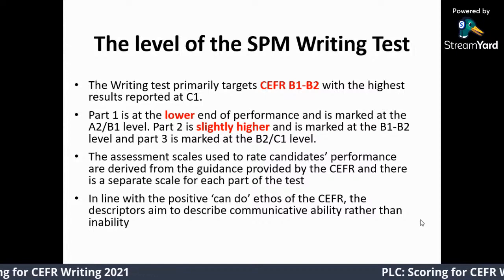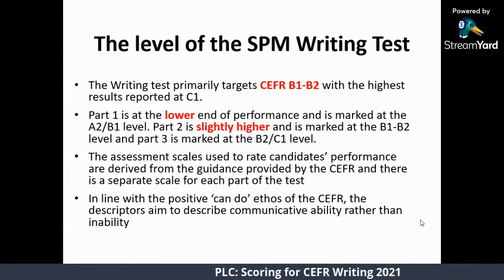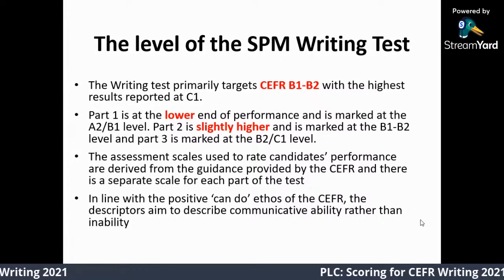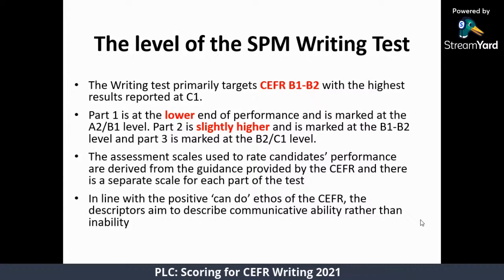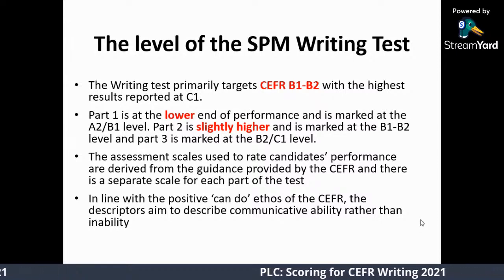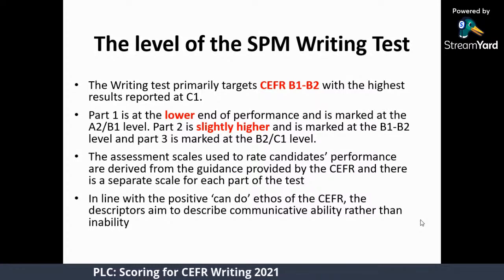Okay. The level of SPM writing test is pitched from B1 to B2, and the highest they can go in task 3 is C1. So C1 and above is more towards Form 6, like MUET standard and above. Part 1 is the lower end, so that is A2 slash B1 level. Part 2 is higher, and it's marked at B1 to B2. And part 3 is the highest. So the really good students, they should be aiming at B2 and C1.